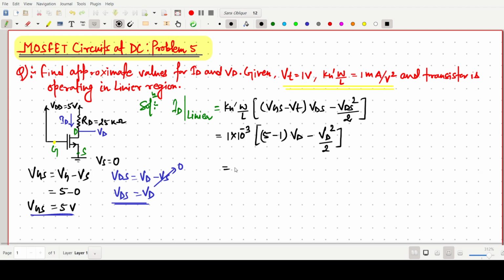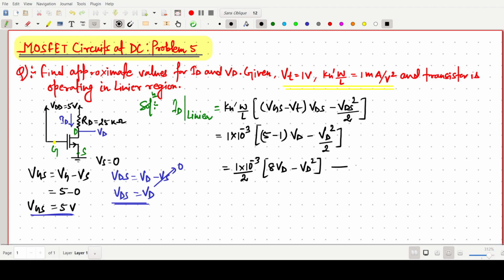And if we solve this, one can also write 1 into 10 to the power minus 3 divided by 2, then 8 VD minus VD squared. I am writing this as equation number 1. So this one is the drain current.